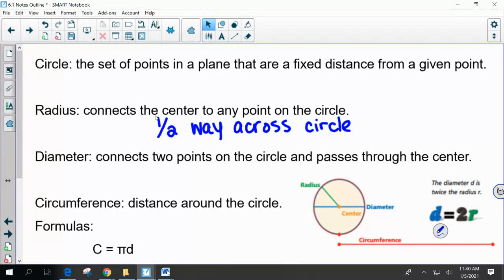So a radius is half of a circle, and then a diameter is connecting the 2 points on the circle and passes through the center. So this is all the way across the circle.